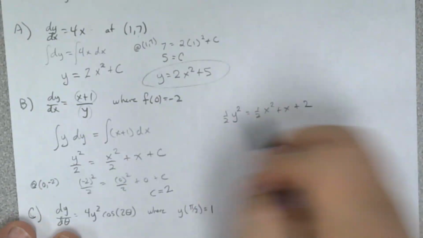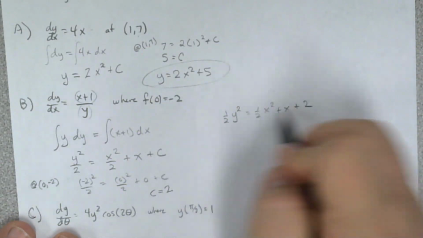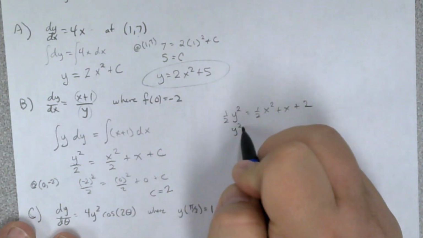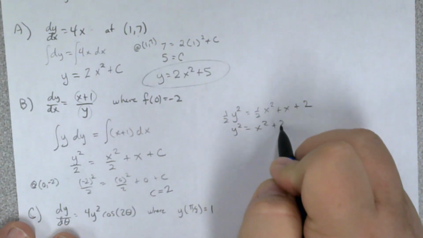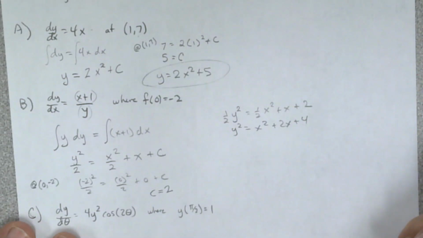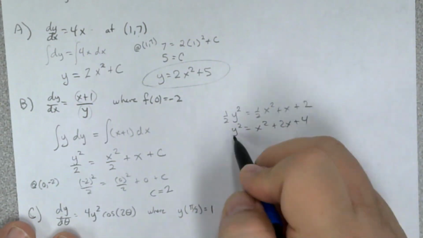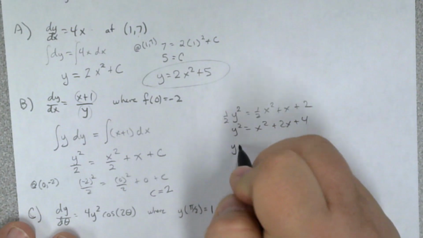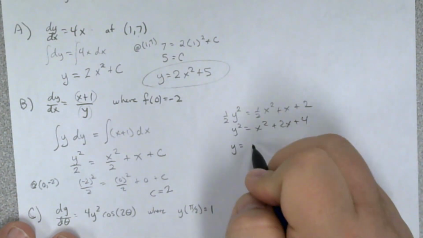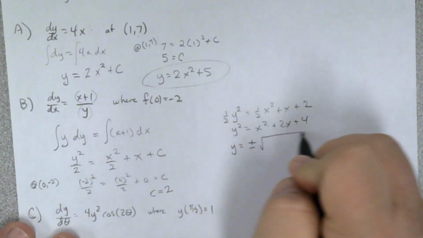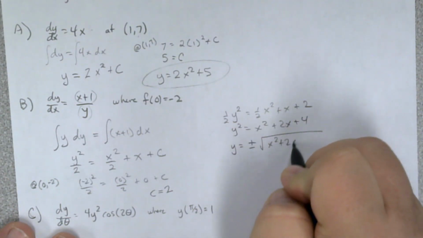And so now I can multiply everything out, get the fractions out of here. So now I have y squared equals x squared plus 2x plus 4. Okay, and now I have to square root both sides. So now I have y equals, and I'm taking the square root, so I need the plus or minus square root of x squared plus 2x plus 4.